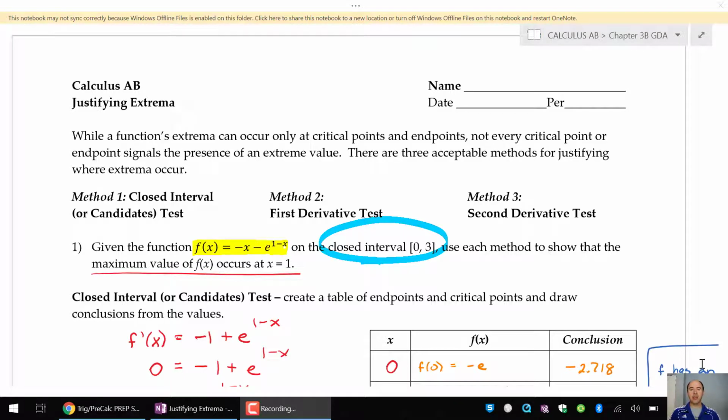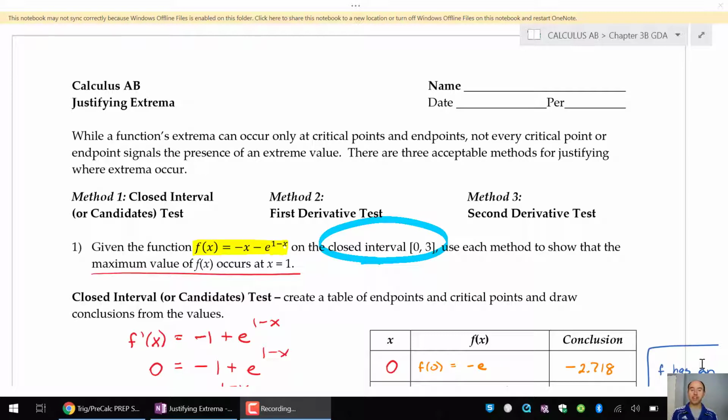Hi, everybody. One of the goals of derivative analysis is to find and identify extrema on functions. And there's three acceptable ways to do that. So in this video today, I'd like to show you how we can justify extrema on functions using three different tests. And we've already talked about them: the candidates test, the first derivative test, and the second derivative test.